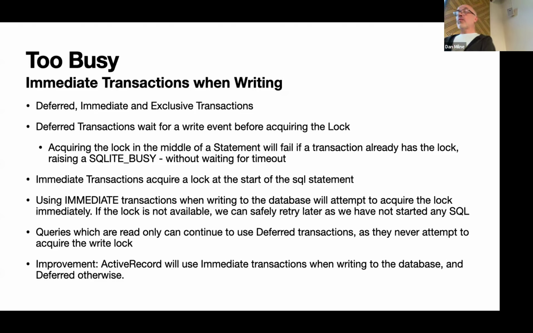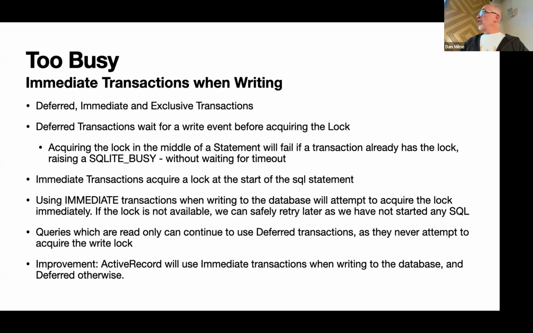And in the middle of a statement, Ruby can't handle having, we can't trust that the whole SQL can be retried. So it just throws busy exceptions straight away. So one of the changes that they made was to change the SQLite driver to use immediate transactions for any write transactions.